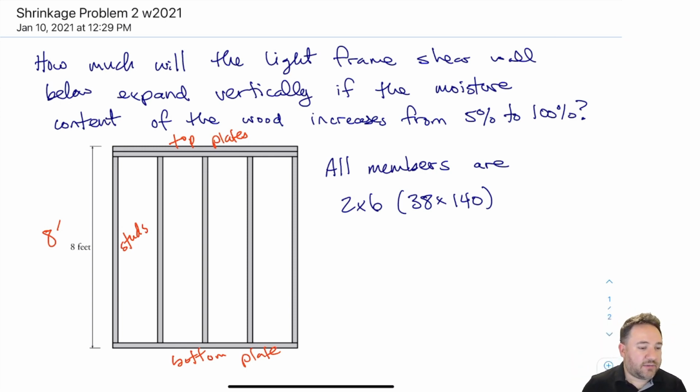So what I want to know is, what is going to be the vertical swelling? Since we're going from a low moisture content to a high moisture content, now we're going to have swelling. Everything's going to get bigger, and we want to know by how much.